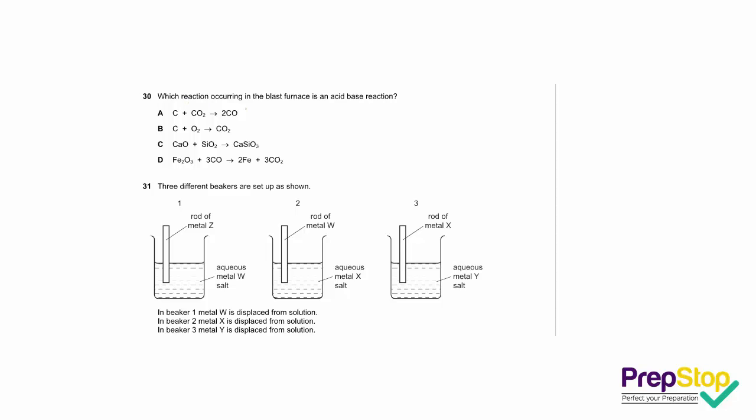Which reaction occurring in the blast furnace is an acid-base reaction? Option A is carbon plus carbon dioxide giving carbon monoxide. Carbon dioxide is an acidic oxide. However, carbon is not basic, so option A is incorrect.